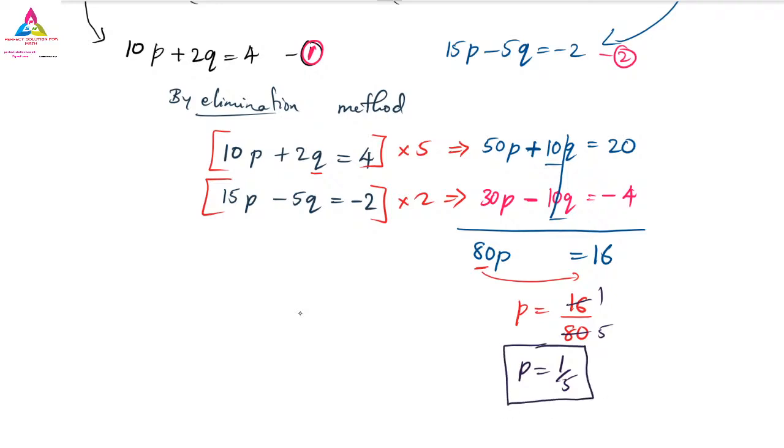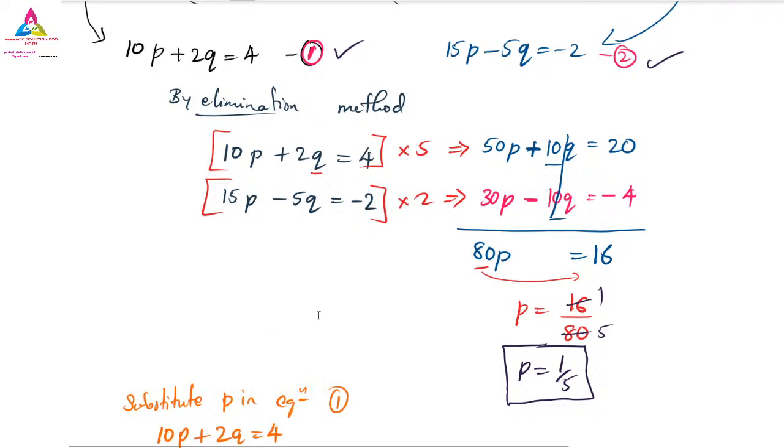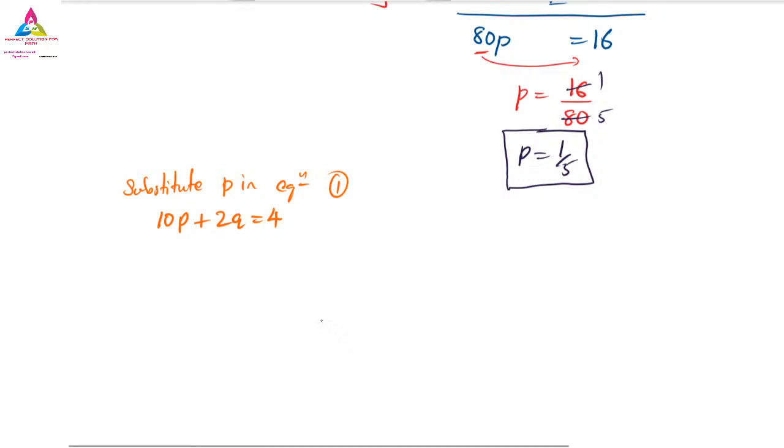Yes. Now we have to find the q value. To find the q value, we have to substitute the p value in either equation 1 or equation 2. Better you go for any one, equation 1 or equation 2. Substitute p in equation 1. Equation 1 I will write down: 10p plus 2q equals 4. Now I have to substitute that p value in this.